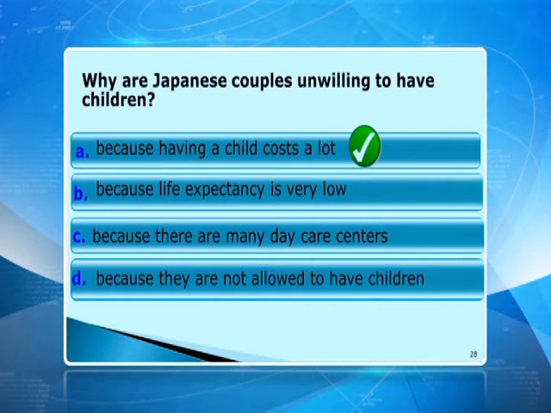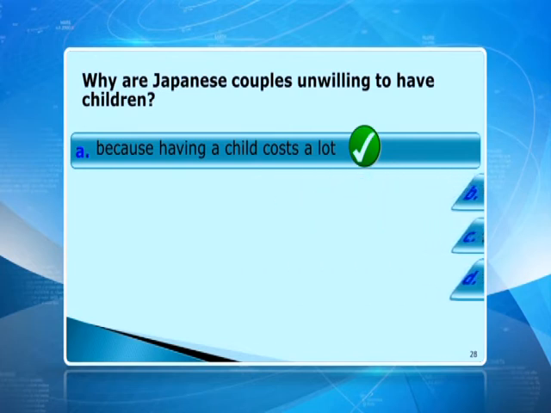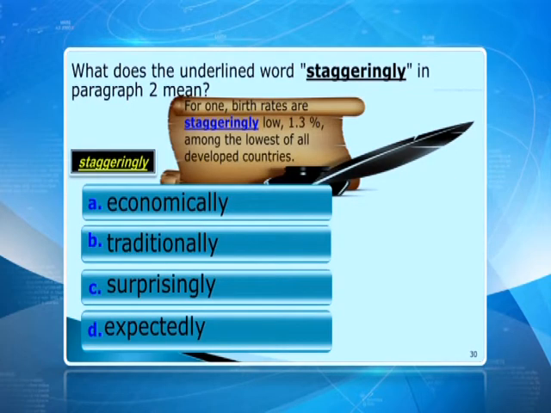I always advise my students to go back to the text just to check their answer. So let's go back to the text to make sure that our answer is correct. This is very important: Japan's couples have fewer babies because it means financial burdens. And burdens here means responsibilities. So they need a lot of money in order to be able to spend money on their newborn children. Let's move to the following question.